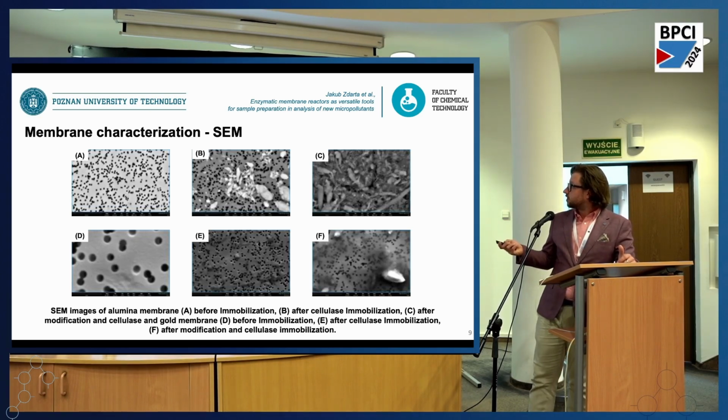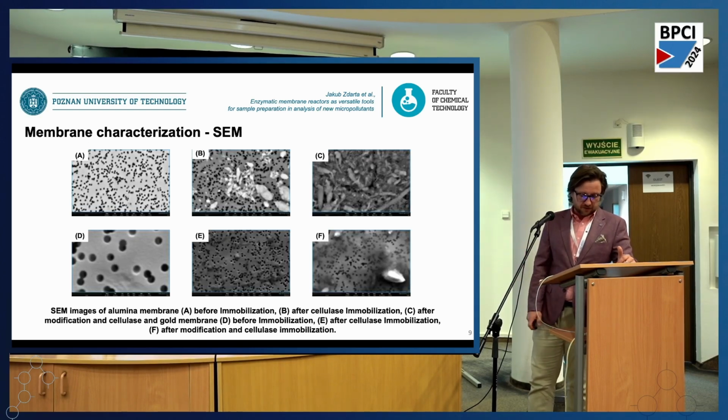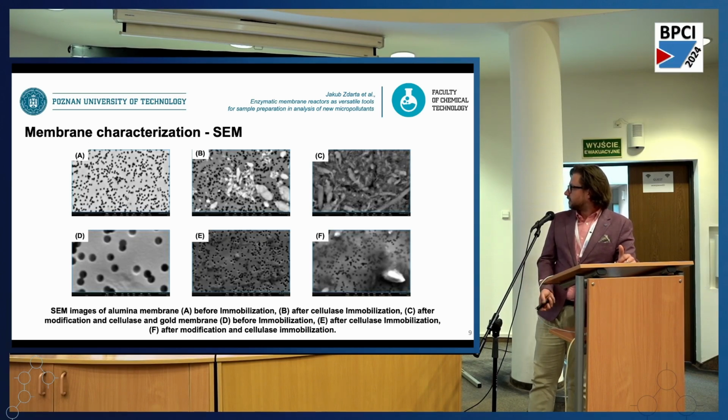After at first glutaraldehyde modification of the membranes, and after that cellulase immobilization. You can see that pure membranes are characterized by quite flat structure with easily observed pores. Whereas after enzyme immobilization, some enzyme aggregates can be observed on the surface of the membrane, and there are much more of these aggregates after glutaraldehyde modification at first. And this is the result that enzyme has been efficiently immobilized onto the surface of the membrane.